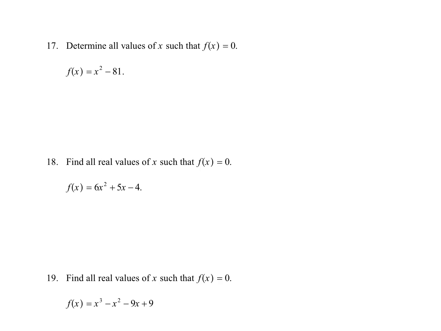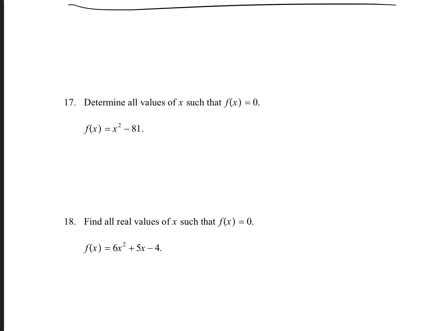All right, let's go ahead and go over this. Anytime you see something that says determine all values of x such that f of x is 0, all you're doing is just finding the zeros. So what you have to do is set it up as x squared minus 81 equals 0. And then you have to remember rules.